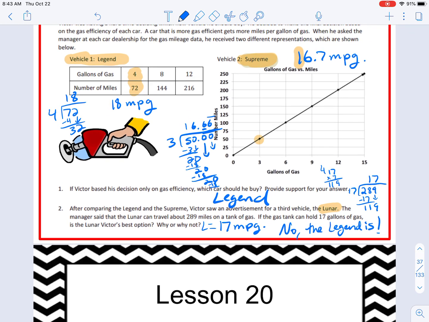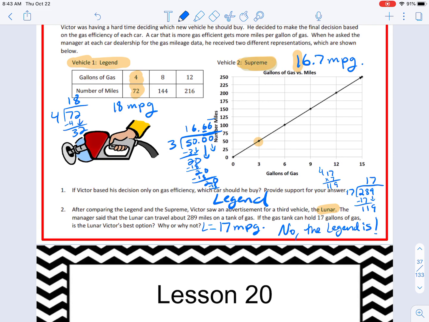And that's our answer, guys. All we did was compare two different diagrams to find unit rates. We figured out that the Legend got 18 miles per gallon, while the Supreme approximately makes 16.7 miles per gallon. And then when we added a new car, the Lunar, we figured out that it only gets 17 miles per gallon, so the Legend still ends up on top as more efficient in gas mileage.